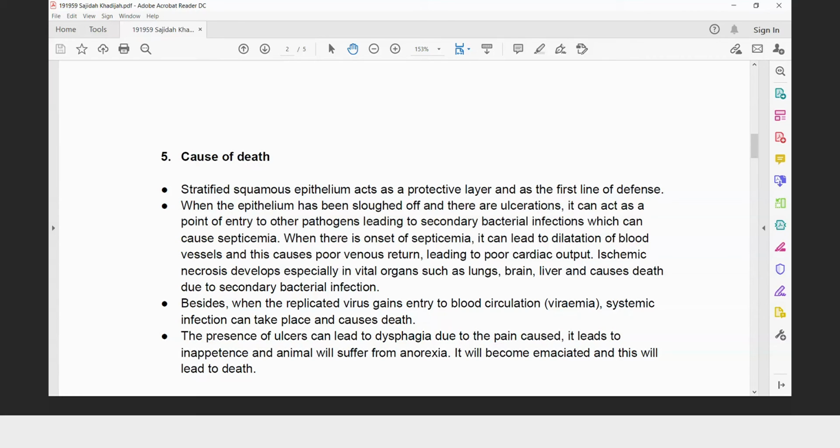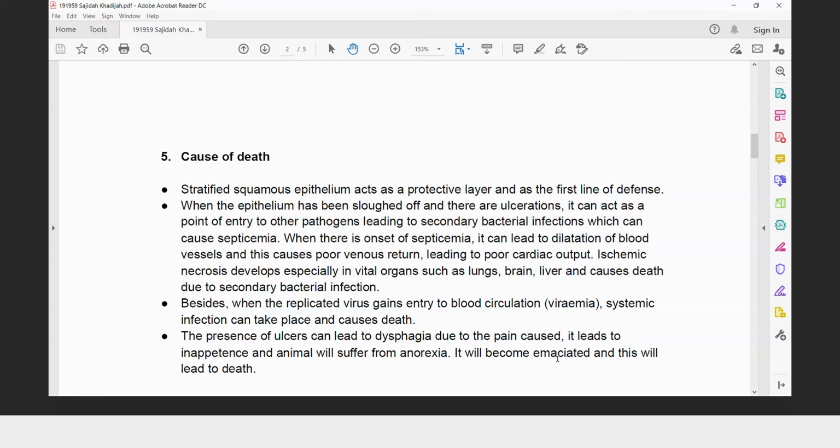Okay, thank you. Then the second one, you're correct also. Last bullet 4, present of ulcer leads to dysphagia, correct. They cause pain, leading to inappetence, correct. Then inappetence leads to anorexia, correct. The animal will be emaciated, but the issue is how emaciation leads to death. It's not there, isn't it?